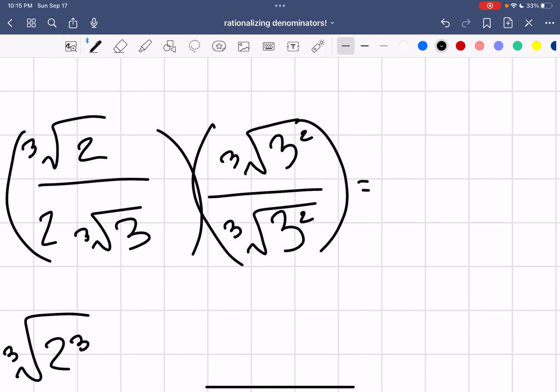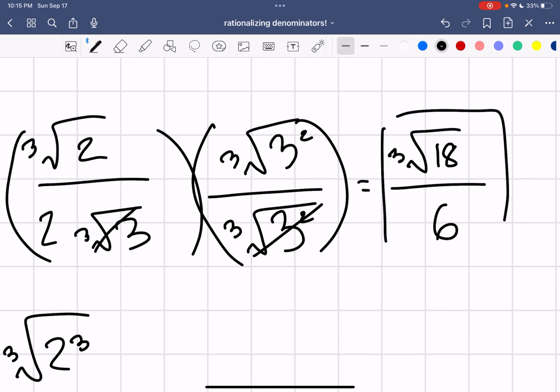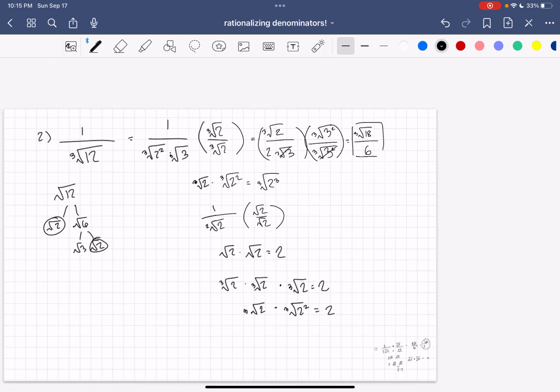Wait. Yeah, okay. 3 times square root of 2 times 9 would be 18. Then 3, so these would cancel out to be 3, so it's 6. There we go. Did I solve it correctly? Yeah, I did. Okay, awesome, guys.